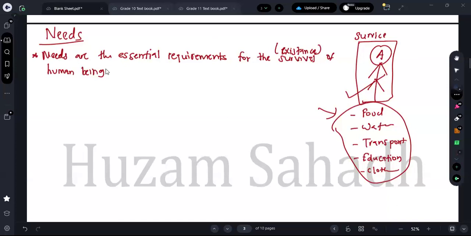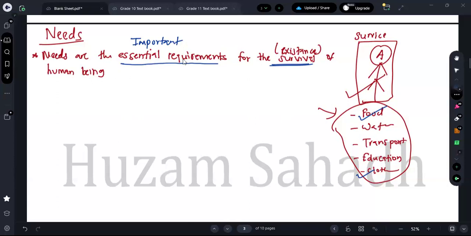What is meant by needs? Needs are the essential requirements. Now let's see what is meant by essential requirement. Remember, essential requirement means it's important. It is important for a person to live. For a person to live, definitely he needs some food, right? Definitely he needs some clothing. Why important? For the survival, guys. It is not just important, it is important for the purpose of survival, for him to live.